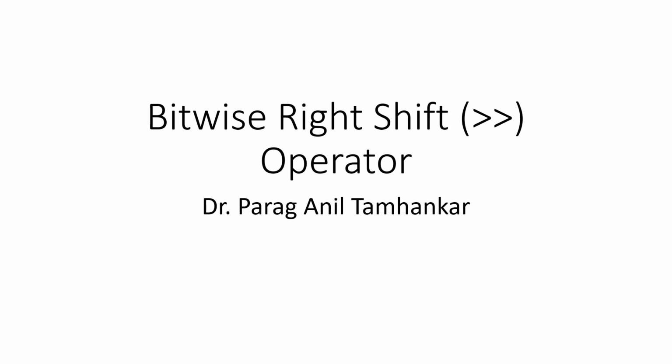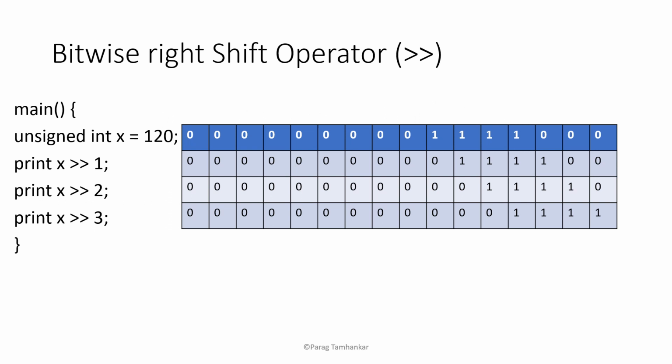Hello all. In this video, we will study how the bitwise right shift operator works. Let us see an example. Suppose we are given a variable x and it is an unsigned integer, so we can only store non-negative values into it. Imagine we have stored 120.